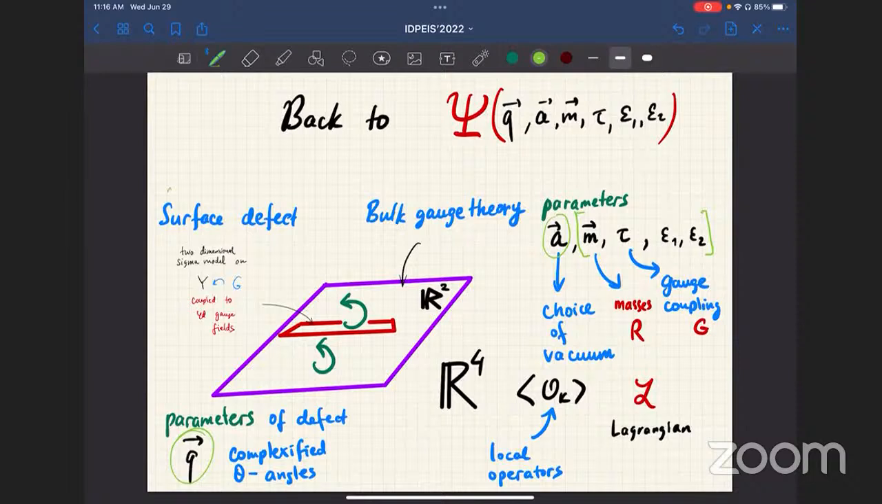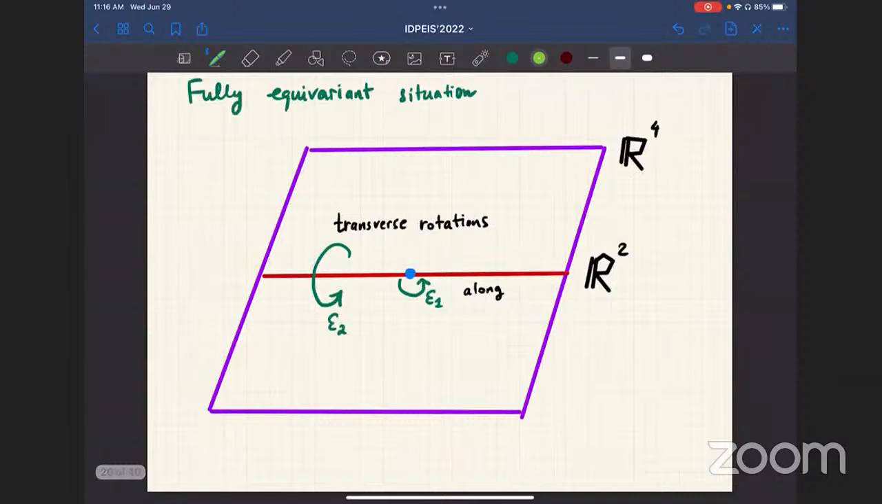So this is the expectation value of the surface defect in the vacuum, which is characterized by the expectation values of local operators in gauge theory. And so collectively, this now depends on many, many parameters: Qs, A's, M, tau, epsilon 1, epsilon 2. So in the fully covariant situation, we would like the surface defect to respect the symmetries.